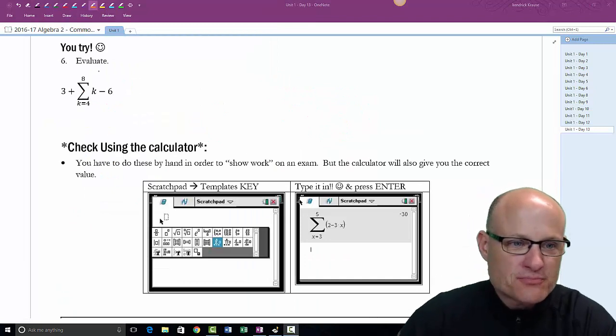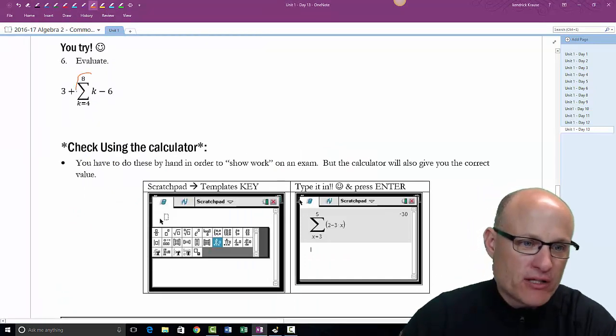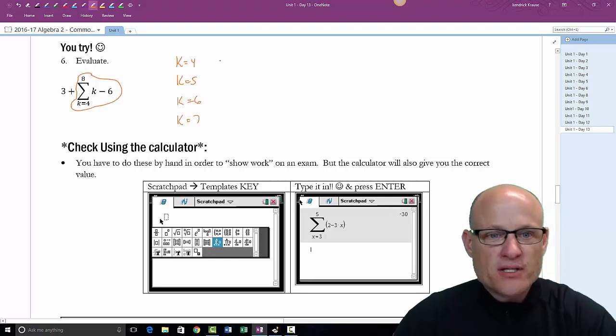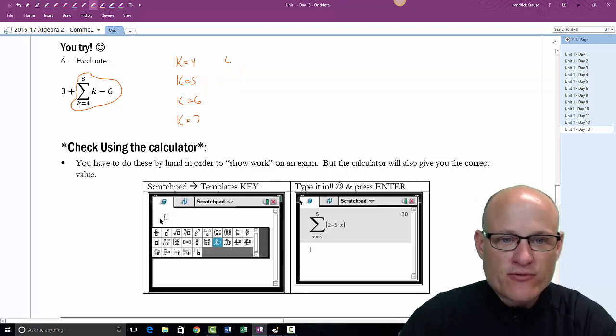All right. So again, we're going to take care of the summation thing first, and then we'll deal with the 3 plus it later. So we got k equals 4. That's our first number. K equals 5. K equals 6. And k equals 7. So it says k minus 6. 4 minus 6. Negative 2.